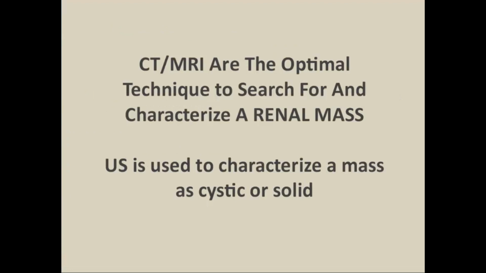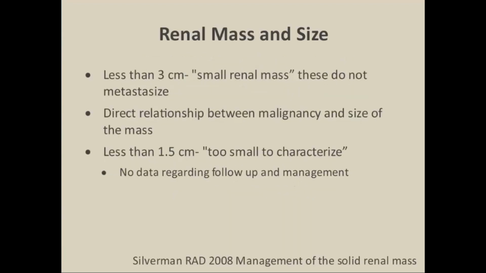So our optimal techniques to stage these would be CT and MR, but ultrasound can characterize these very well. Stu Silverman wrote a nice paper a few years ago saying that less than 3 centimeters, these small renal masses don't metastasize. That's sort of the focal concept. There seems to be a direct relationship between malignancy and the size of the mass. So if you have a 2 centimeter mass versus an 8 centimeter mass, the 8 is more likely to be malignant than the 2 centimeter.